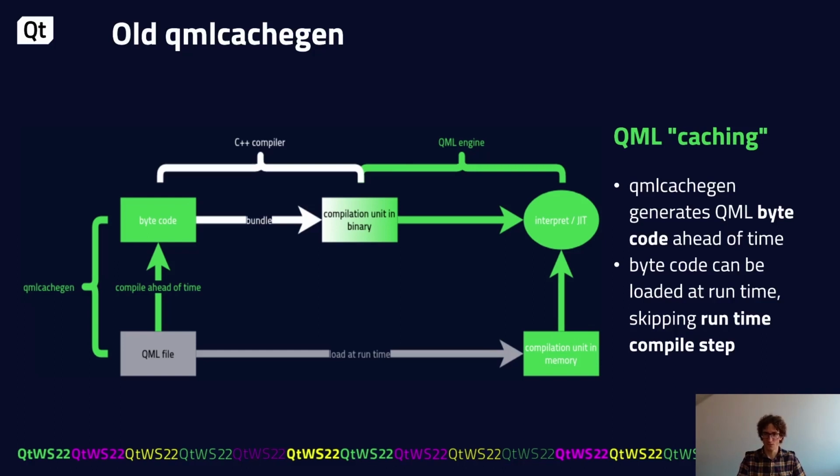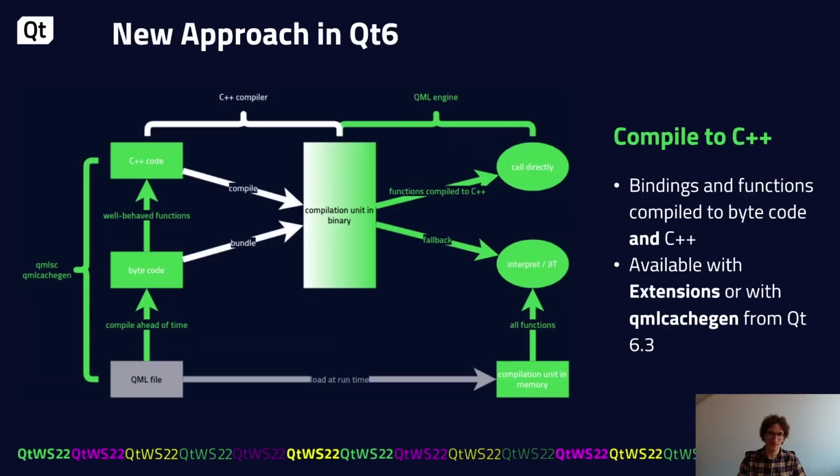Back then, we didn't call it compilation, we called it QML caching for historical reasons that I'm not going to go into right now. Contrast that to the new approach in Qt 6. You can still see the old paths here. We can still take the QML file, load it at runtime, get a compilation unit in memory, etc. You can also still get the bytecode, bundle it in the binary, and interpret or JIT it.